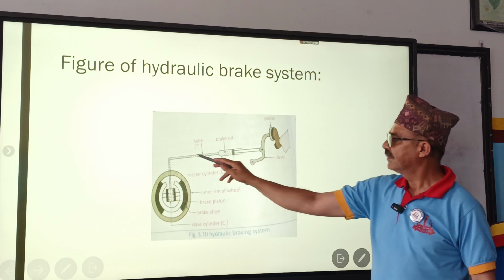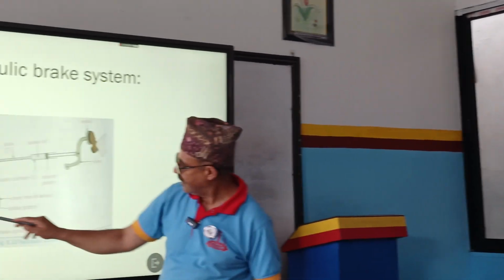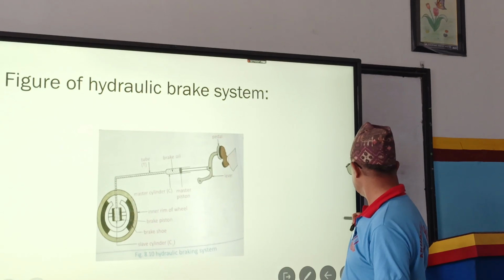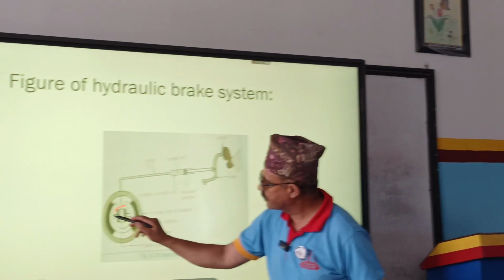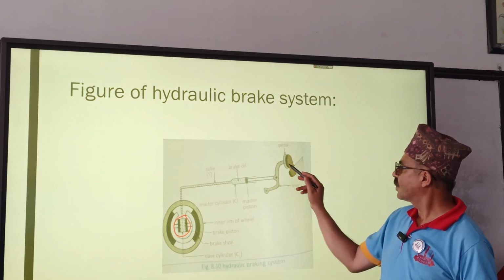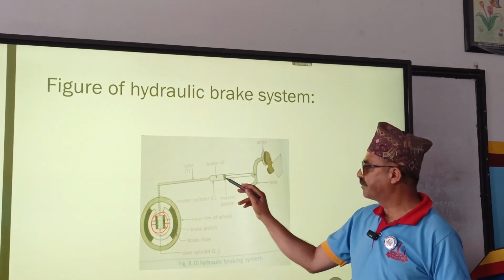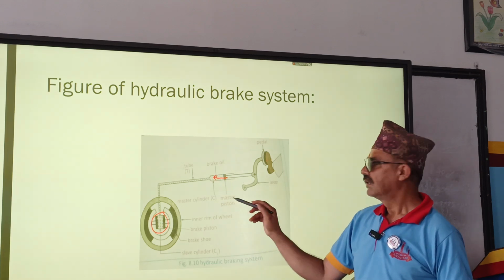What is kept here? Oil. Brake oil is kept. A small tube is here, and the slave cylinder. This cylinder is called the slave cylinder. This cylinder is quite a bigger one. When someone pushes this pedal, and here is the piston, or not? The piston pushes the liquid inside, inner side.